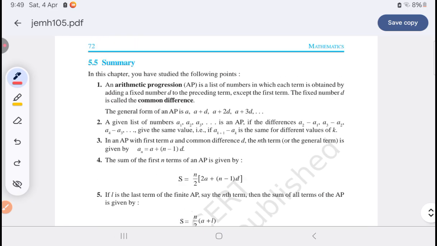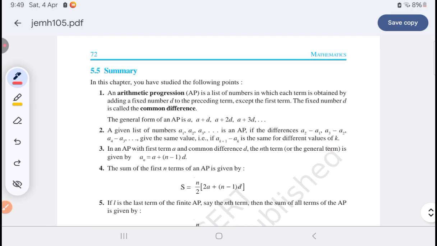So, summary. In this chapter we have studied what is arithmetic progression. Arithmetic progression is a list of numbers in which each term is obtained by adding a fixed number d to the preceding term, except the first term. The fixed number d is called the common difference. The general form of an AP is a, a plus d, a plus 2d, a plus 3d.